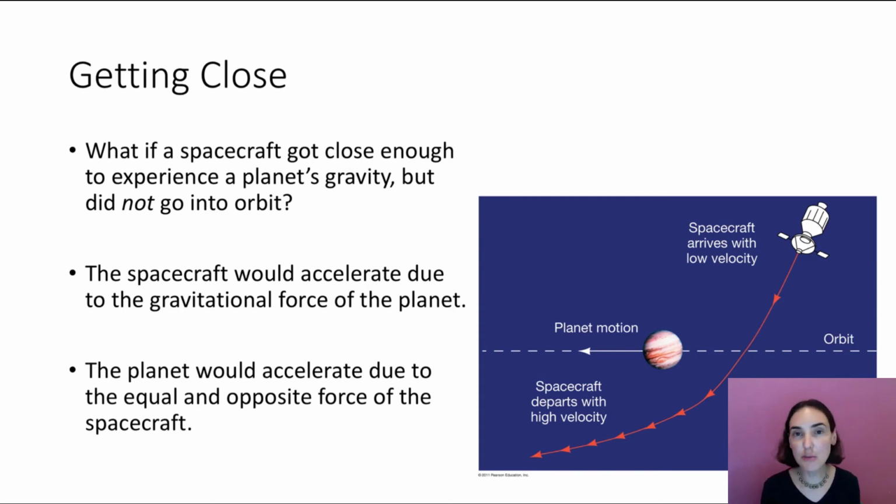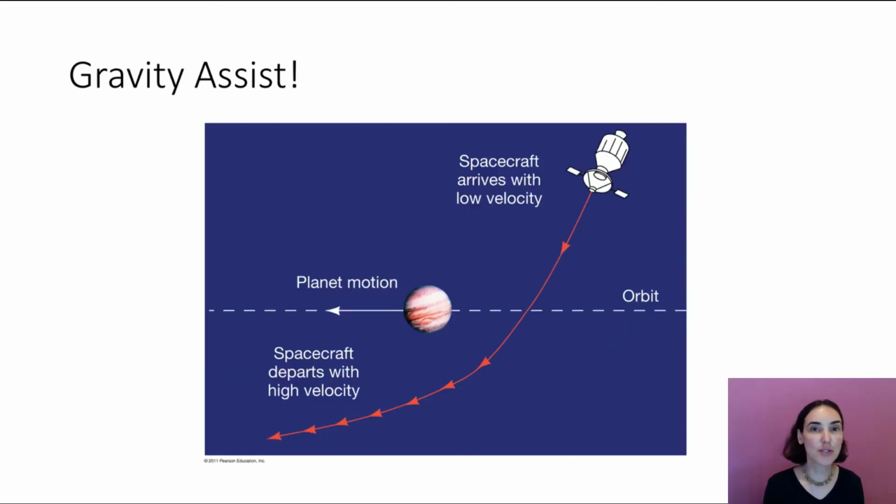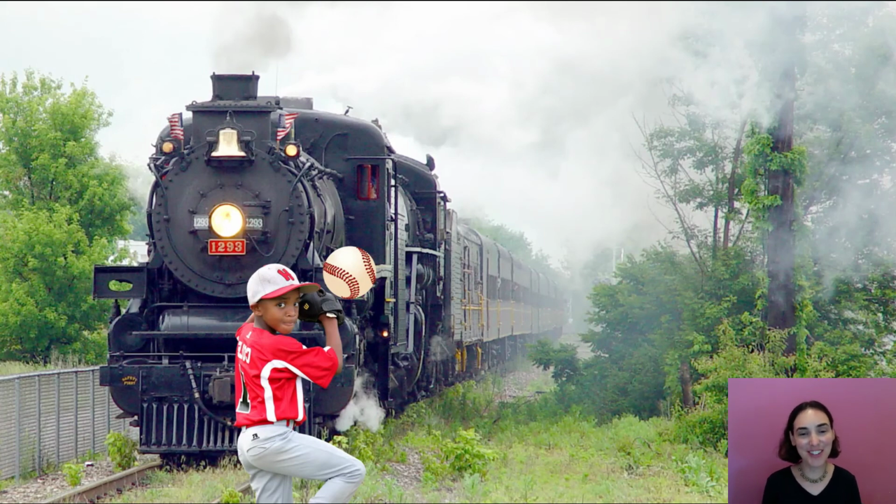Those forces have to be equal and opposite by Newton's third law, but their effect is different because of the different masses of these two objects. In this case, the spacecraft's much smaller mass causes its motion to be affected much more than the motion of the larger planet with which it interacts. This is what's known as a gravitational assist. And we use these gravitational assists to get around the solar system and maybe eventually to get around much more distant destinations.